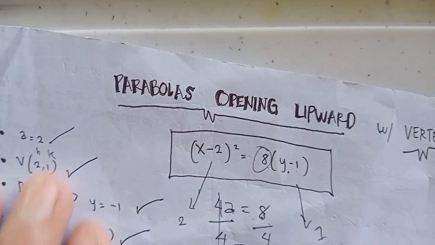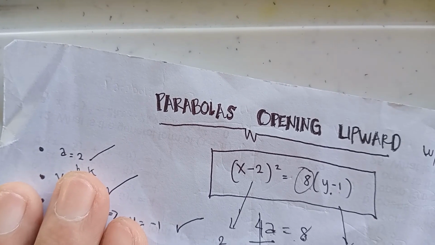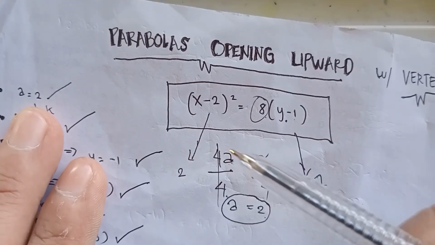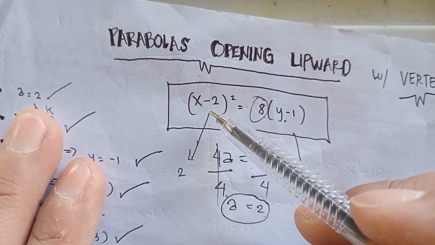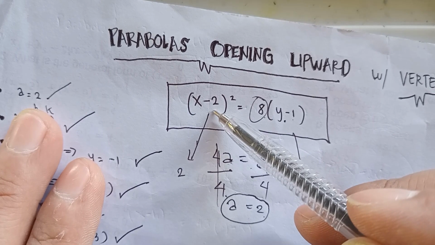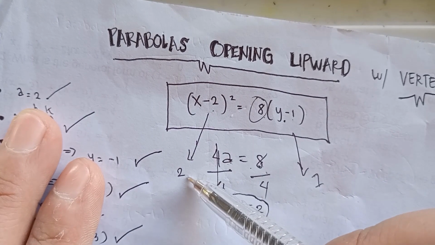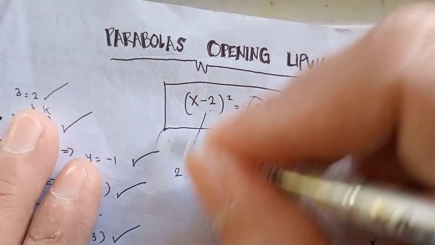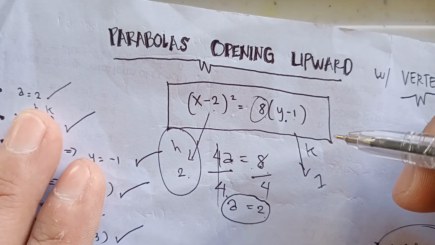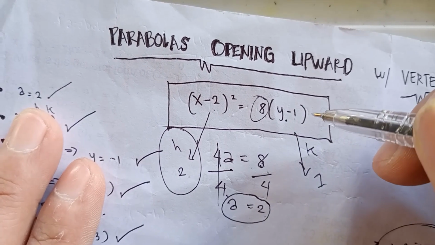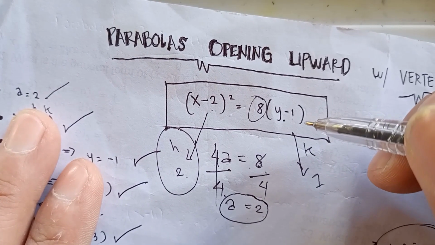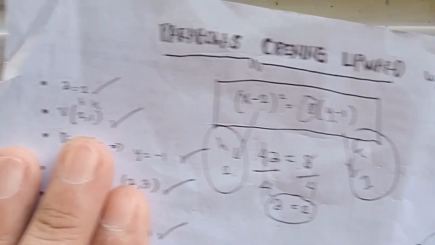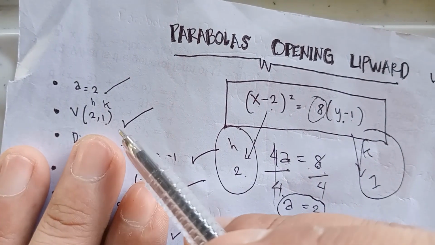Next, we'll write this one. a equals 2. Next, we need to find the value of the vertex. To find the value of the vertex, just look at the x part. We have negative 2. What is the inverse of negative 2? We have positive 2. Then, this serves as h. How about k? To find the value of k, we need to look at the y part. We have y minus 1. As you can see, we have negative 1. The inverse of negative 1, we have positive 1. Therefore, our vertex is (2, 1).